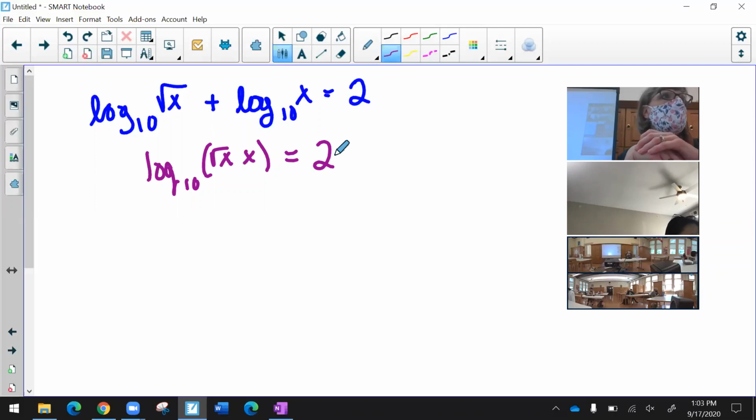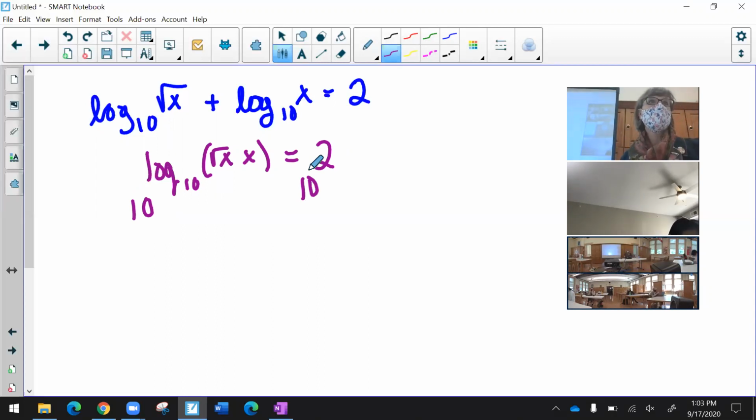So now what? Dagny? Okay, so what I did is I got rid of the log by putting 10 to the second equals x times radical x. So effectively what I'm going to do is take both sides and make them the exponent of a 10. So I'm going to make both sides 10 to the.